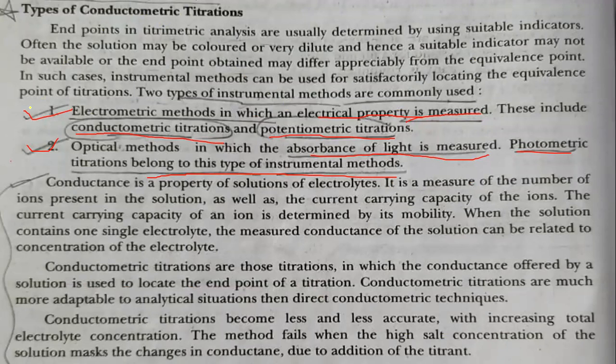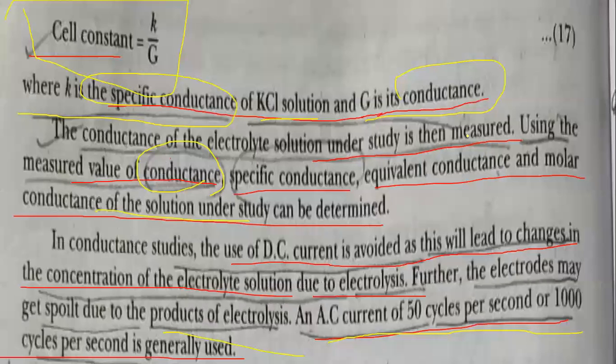There are two types of methods: the electrometric method and the optical method. In the electrometric method, electrical properties are measured, and in the optical method, absorbance of light is measured. That helps us for the qualitative and quantitative analysis of any substance.